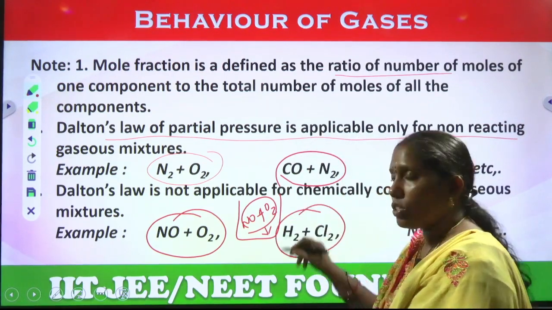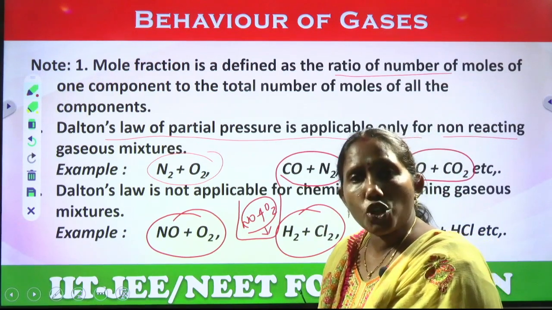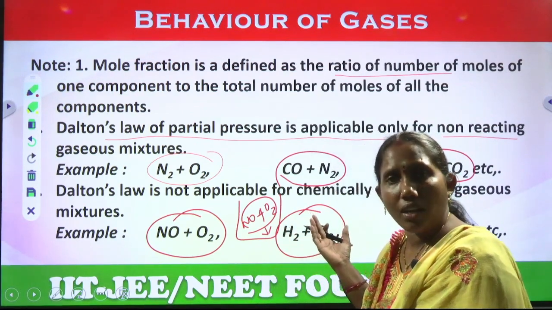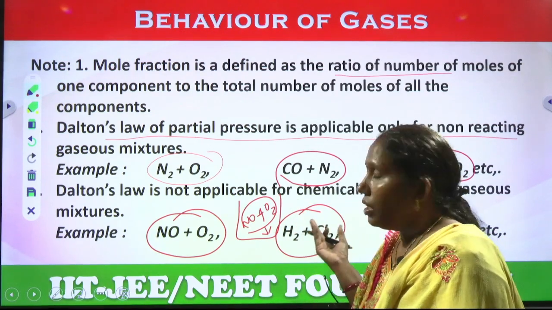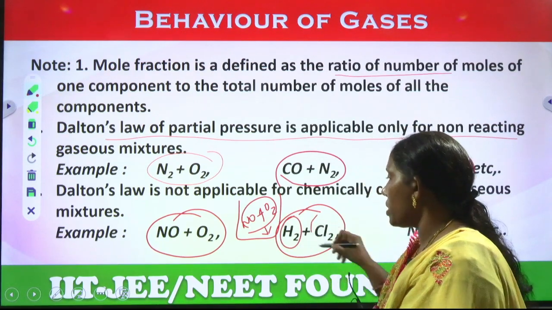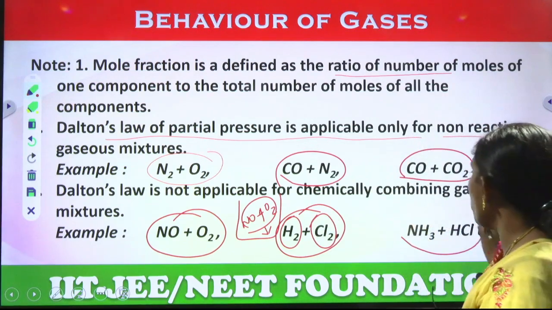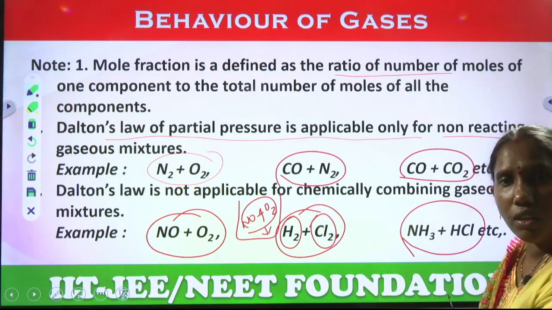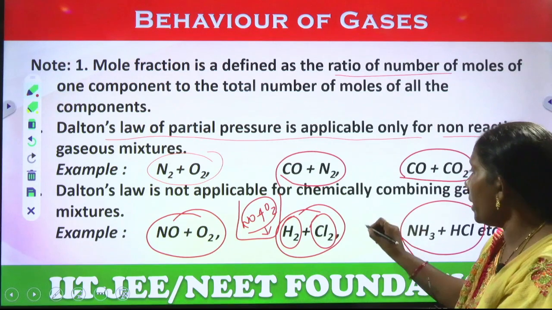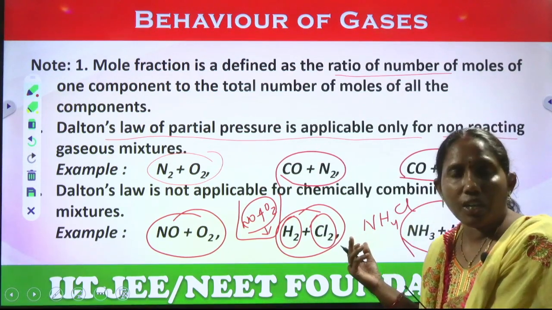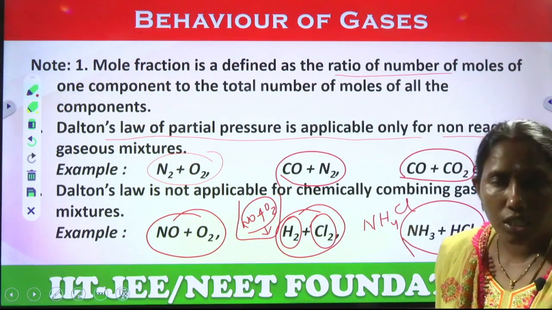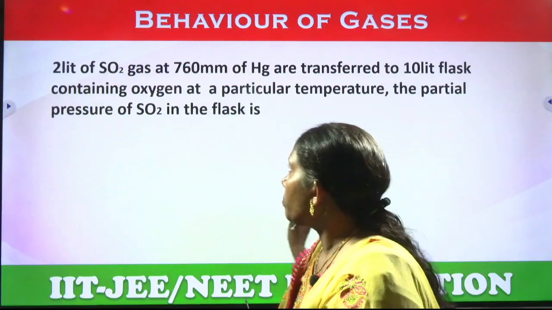One more example, H2 plus Cl2. If you take H2 plus Cl2, it will form HCl, hydrochloric acid, right? Then you cannot calculate the individual partial pressures of H2 and Cl2. And one more thing, NH3 plus HCl. If you take this combination, immediately in the container it forms NH4Cl, ammonium chloride. Then also Dalton's law of partial pressure is not applicable.